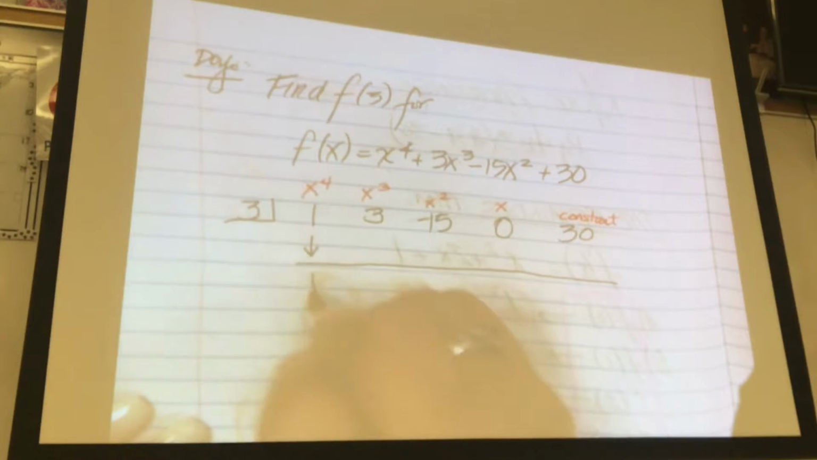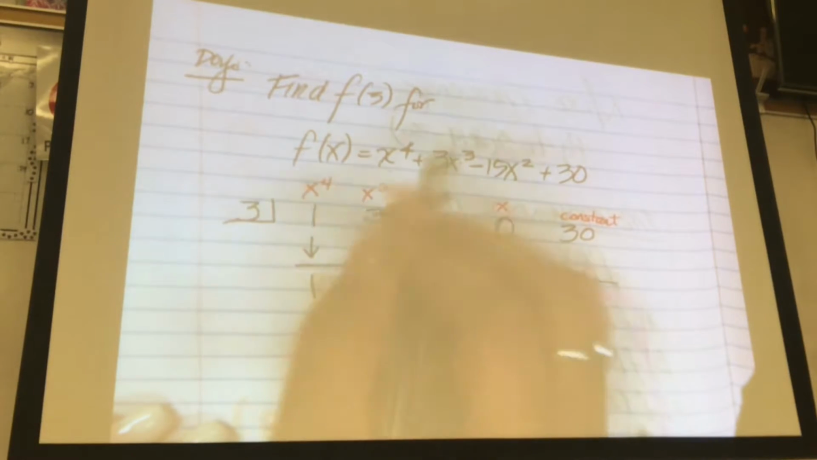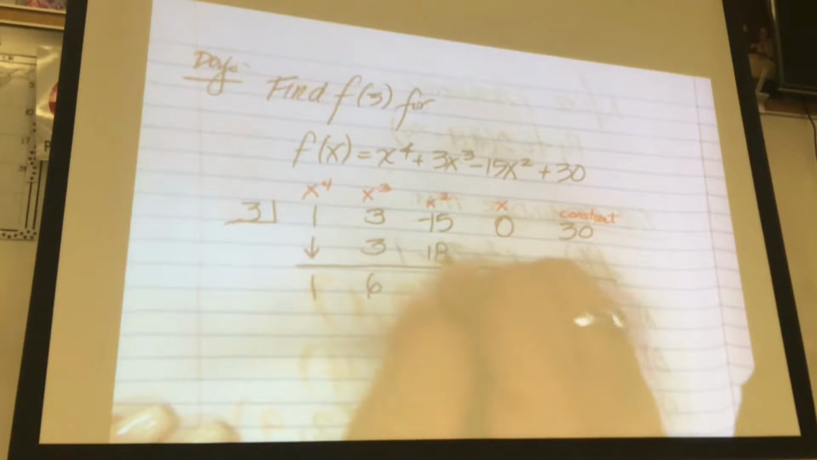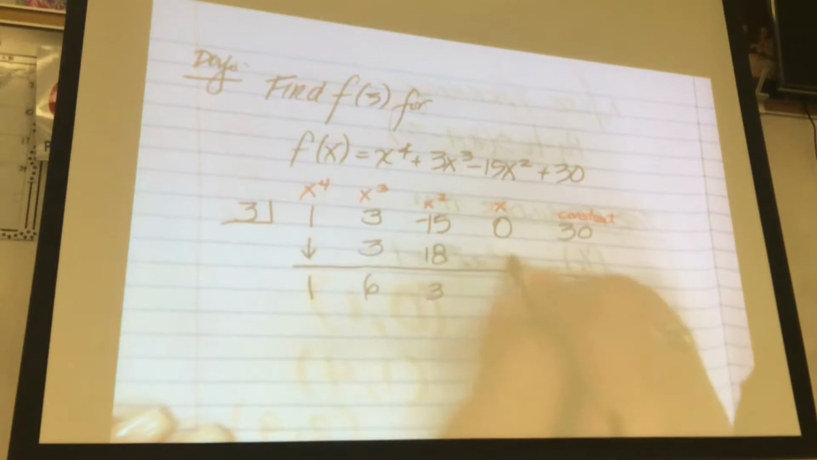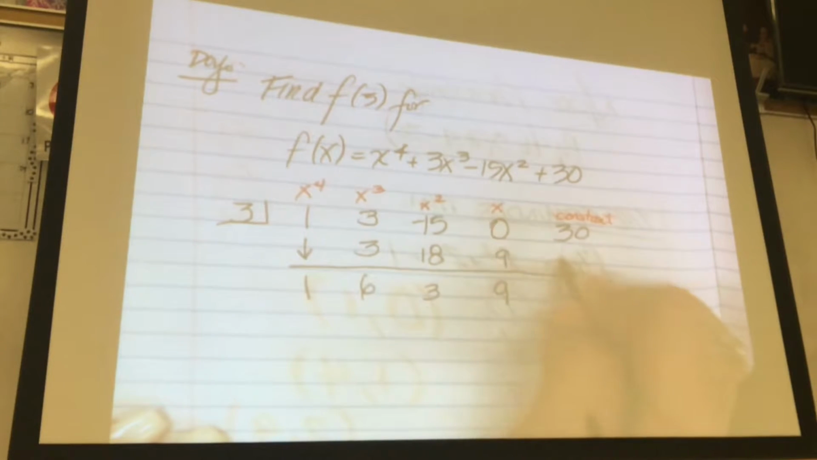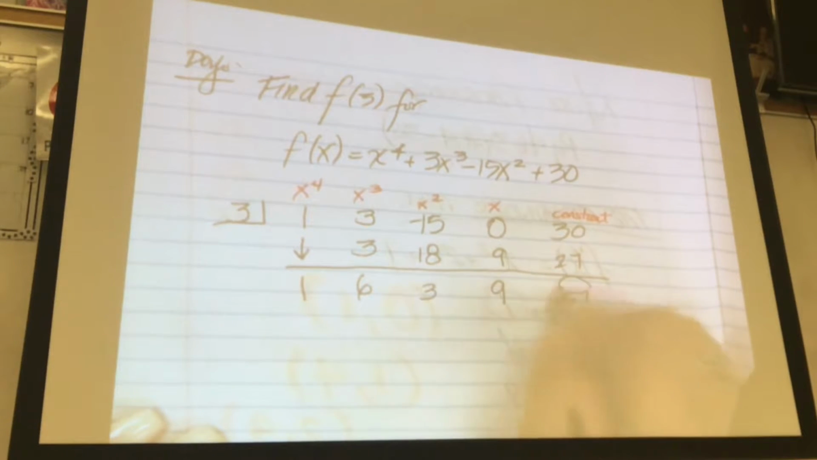Drop it down, that's a 1. 1 times 3 is 3. 3 and 3 is 6. 6 times 3 is 18. Negative 15 and 18, that's going to be 3. 3 times 3 is 9. That's 9. That's 27. That makes that 57.